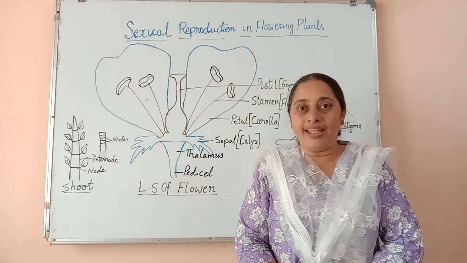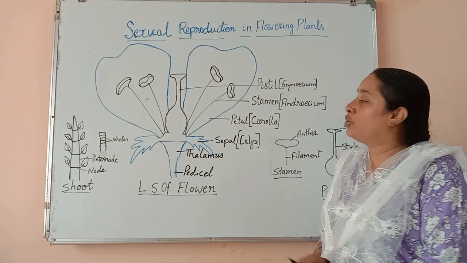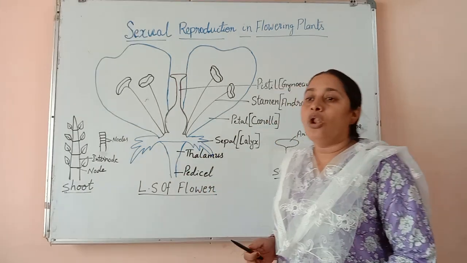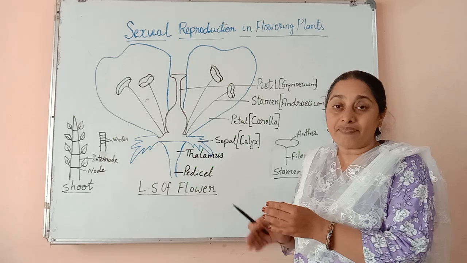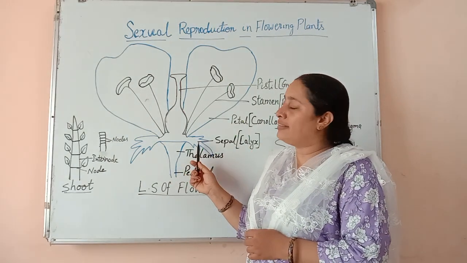Now, let us study the different whorls of the flower. Dear students, to explain that, I have taken a longitudinal section. Lengthwise, the flower has been cut here and the diagram drawn.